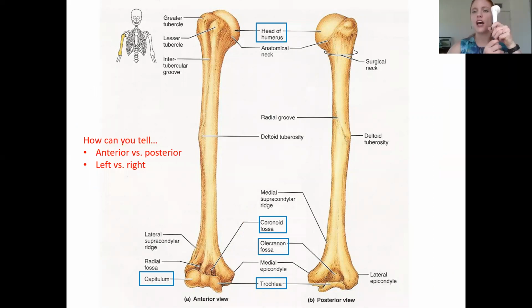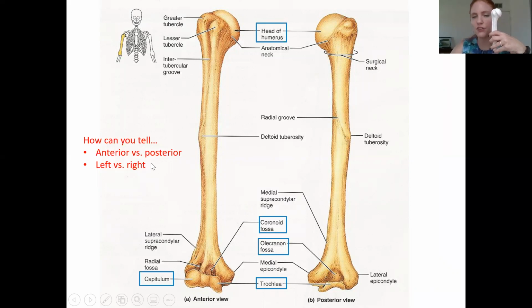If we're trying to side the humerus here, the first question we need to ask ourselves is anterior versus posterior. What are you going to look at? For me, I look at whether or not you see that deep depression, which is the olecranon fossa there. That tells me that this is the back side, okay? And then the second thing you need to look at is that head, right?